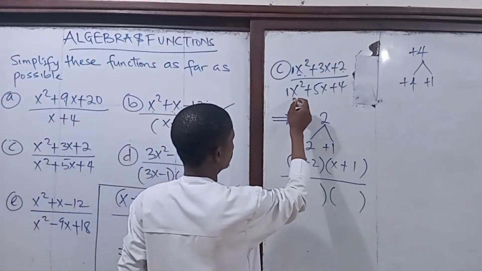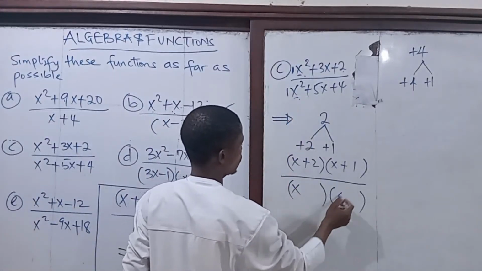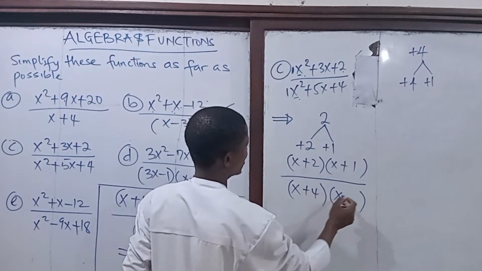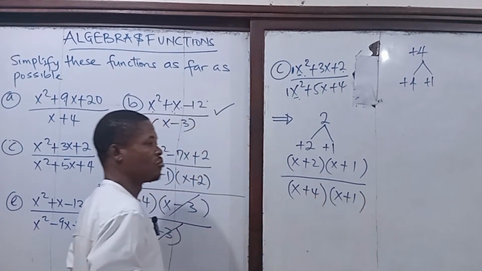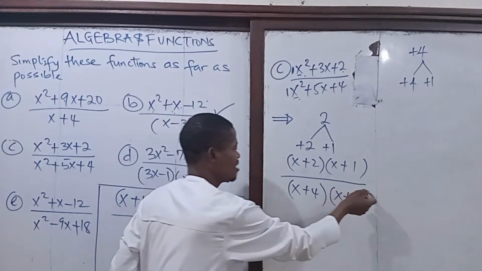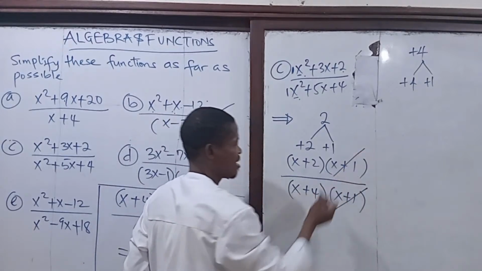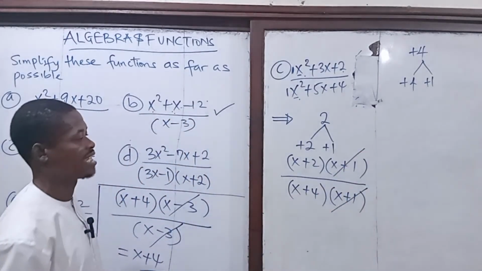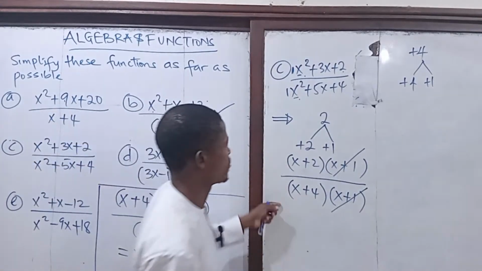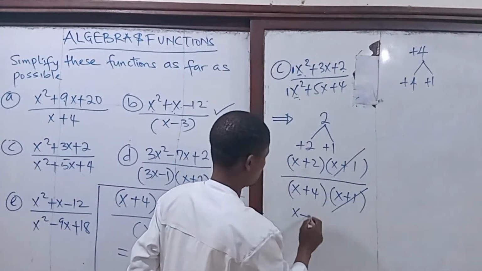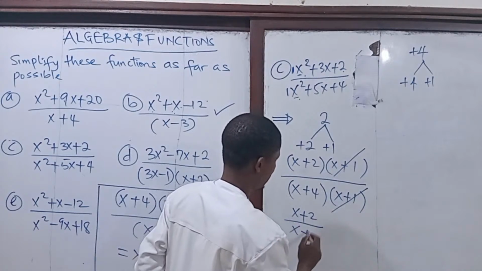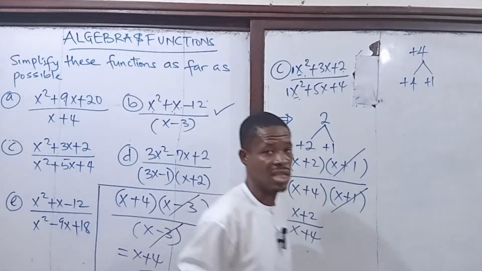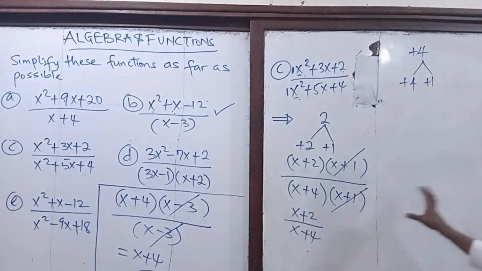So do the same thing also. Your x squared, 1 here, and then plus 4, and then plus 1. So the moment you do that, something will cancel. This linear expression will cancel each other, and then you have your final conclusion as x plus 2 over x plus 4. It's as simple as ABC. Okay, so that's that on that.